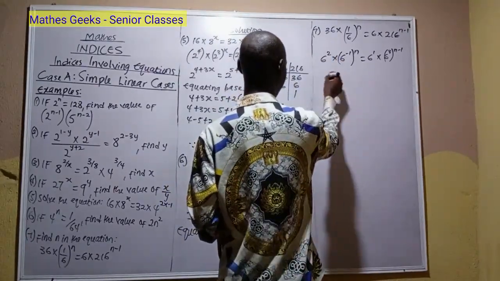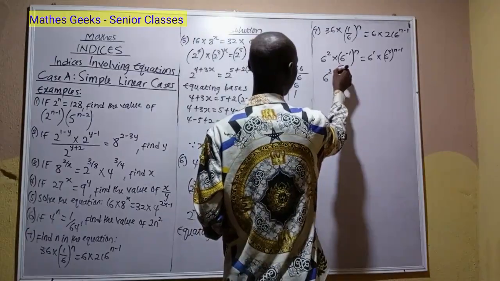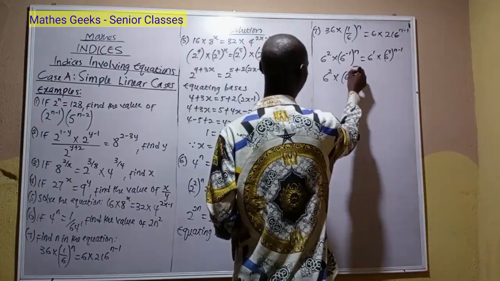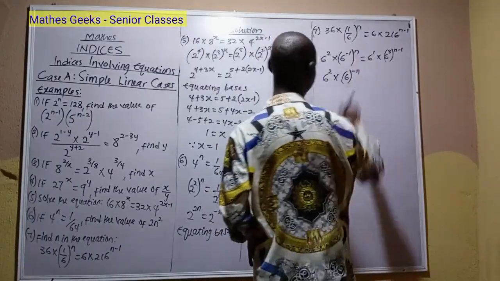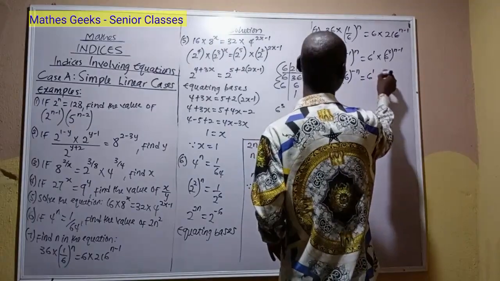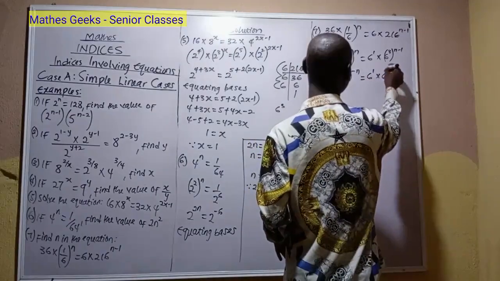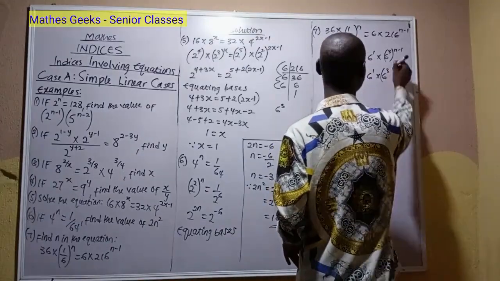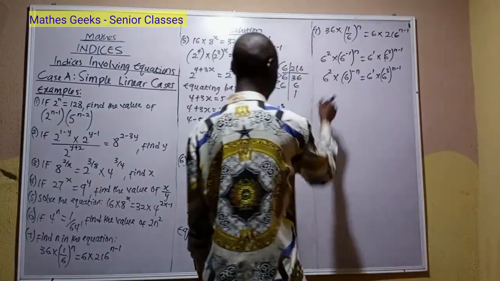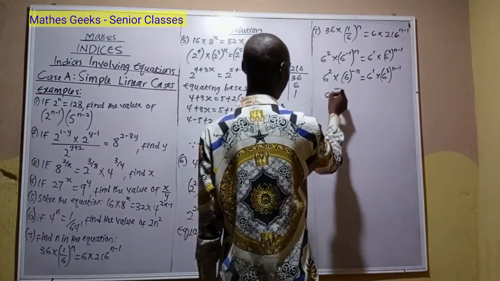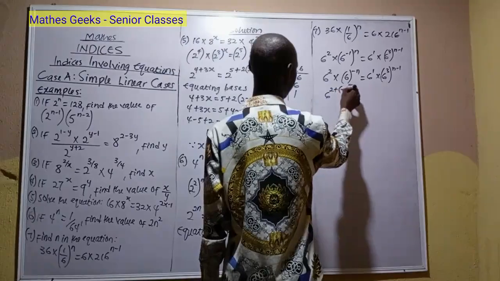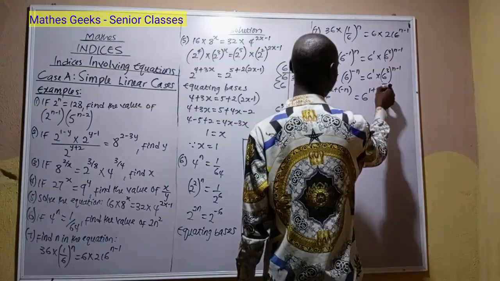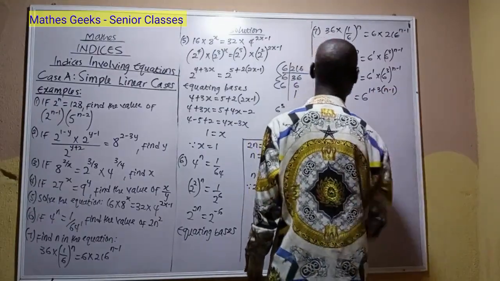So since this is multiplication, we get 6 raised to 2 plus n. And here is 6 raised to 1 times 6 raised to the power 3 and n minus 1, so minus 1 times n gives us minus n. Here is also multiplication, so that is 1 plus 3 times n minus 1.